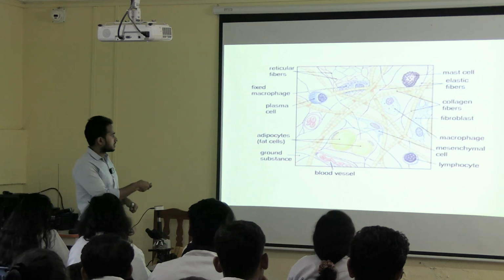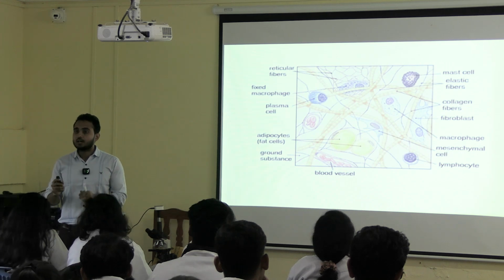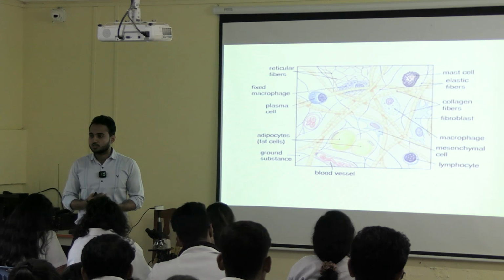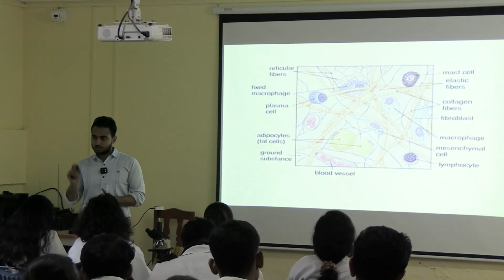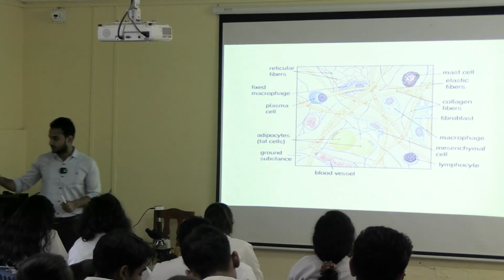Next, about the ground substance. As I said, ground substance is gel-like. Now, it is made up of what? What material is present in the ground substance? Not only hyaluronic acid, other constituents are also there. Hyaluronic acid is a small part. So we'll discuss all those things.